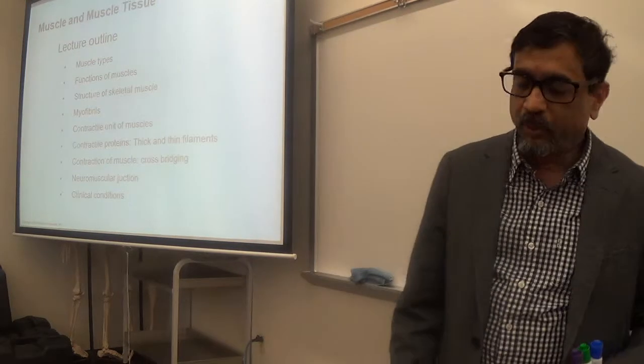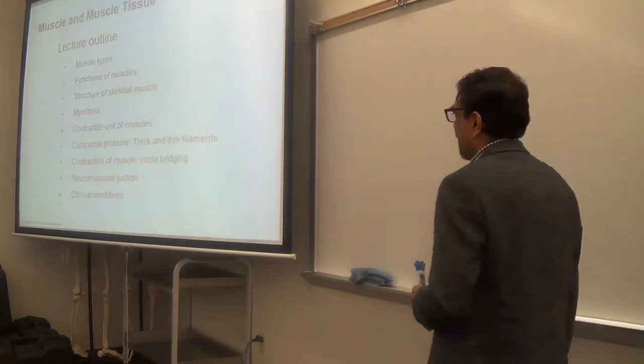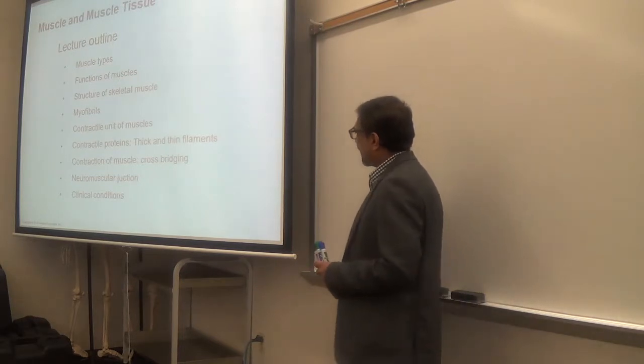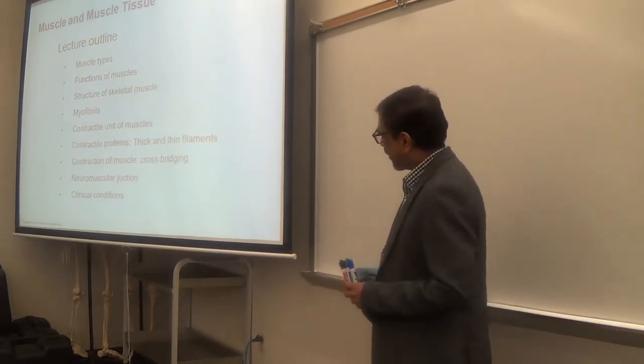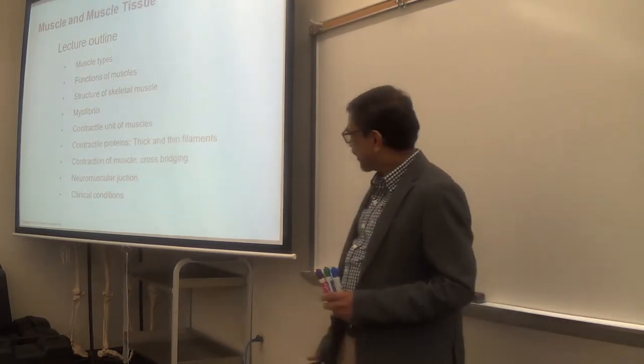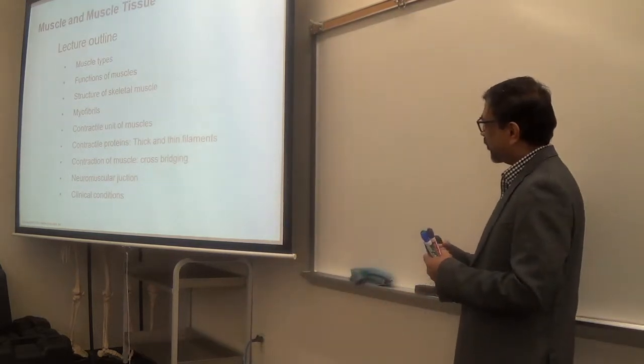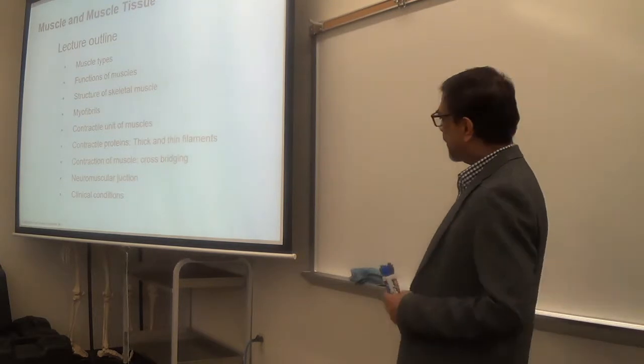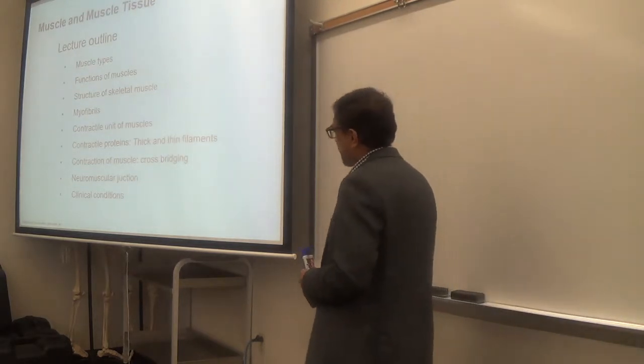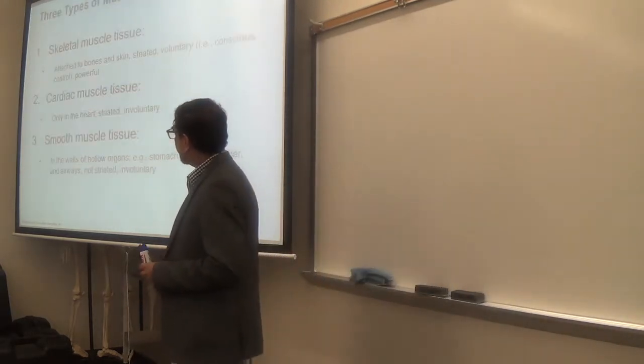Proteins form two types of filaments, thick and thin. So we'll see what are those thick and thin filaments. Then we'll talk about cross bridging, neuromuscular junction, and a couple of clinical conditions.